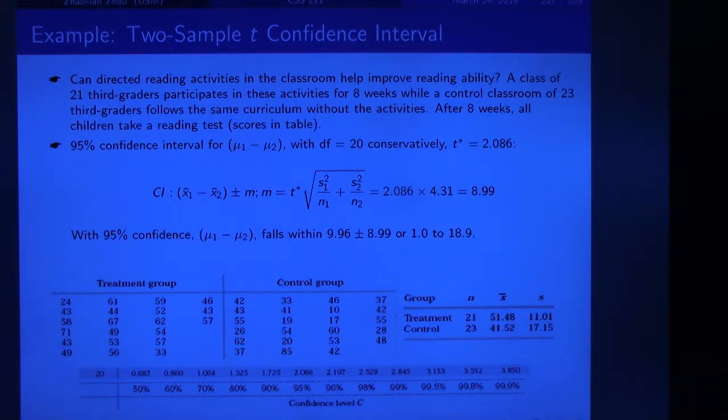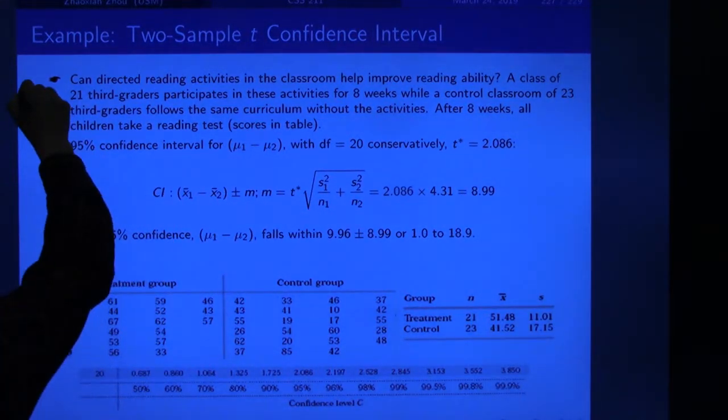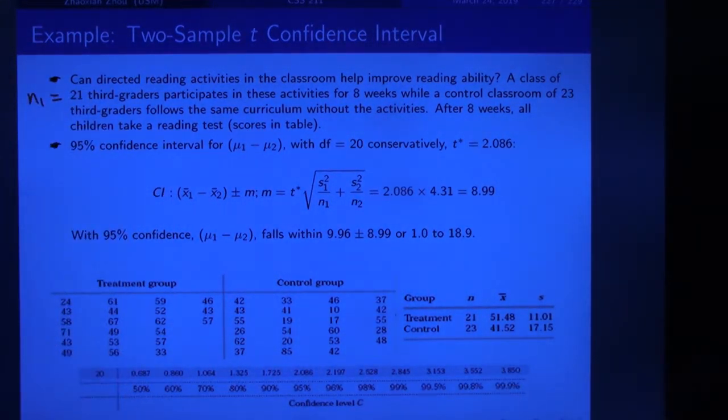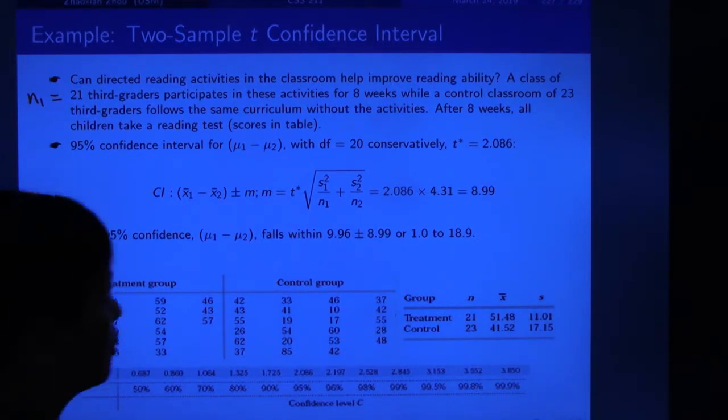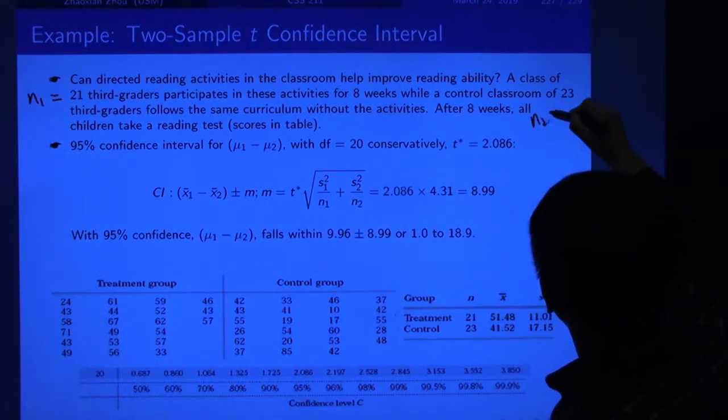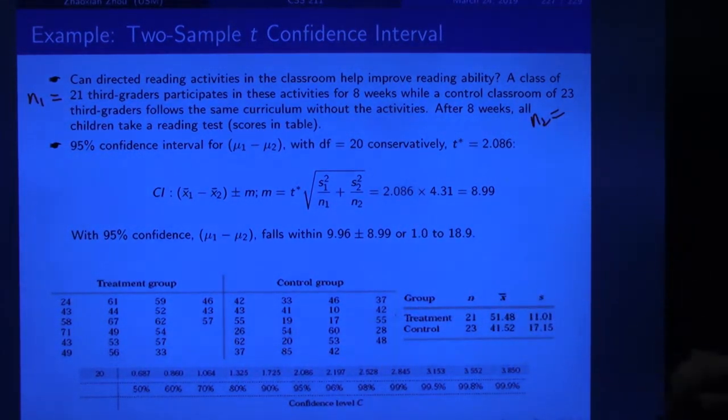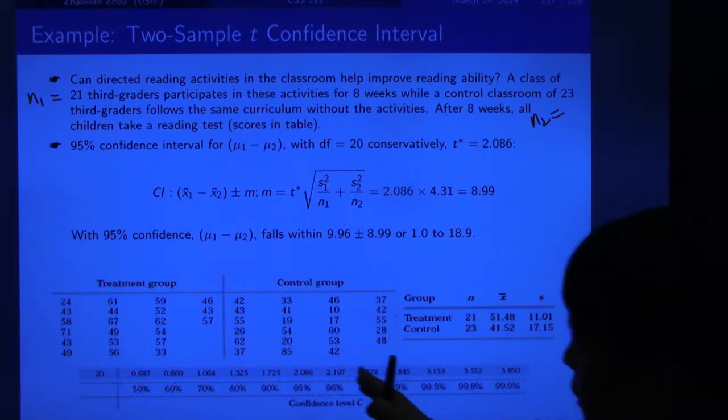A class of 21 third graders, that means N1 equals 21, participates in these activities for 8 weeks, while a control classroom of 23, this is N2, equals 23. So you can see N1 and N2 are different. They follow the same curriculum without activity, so this is the control sample. After 8 weeks, all children take a reading test, and we have the test scores.